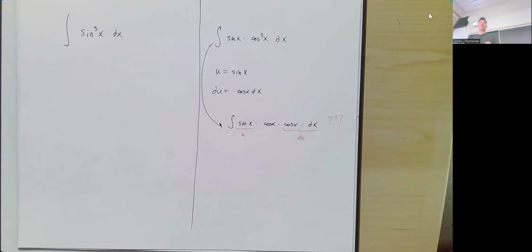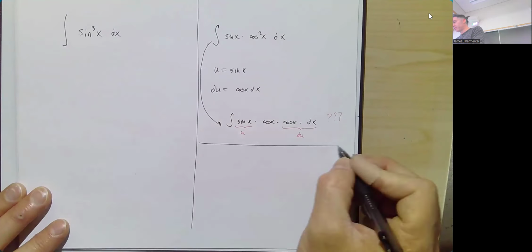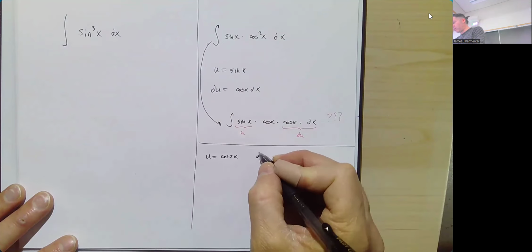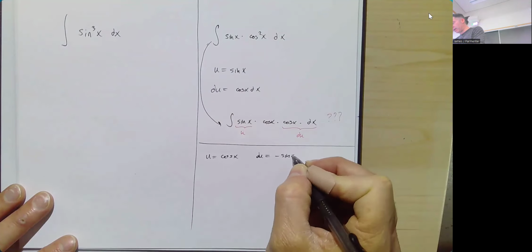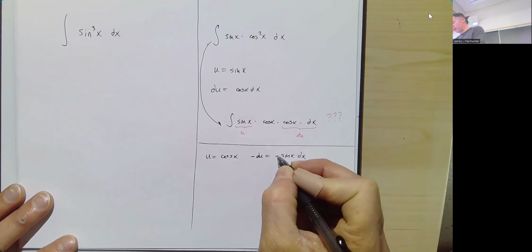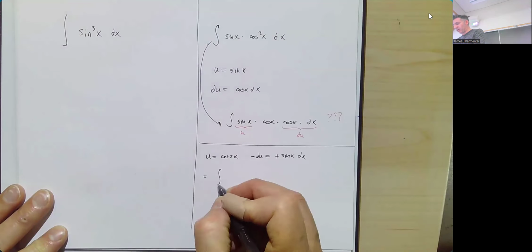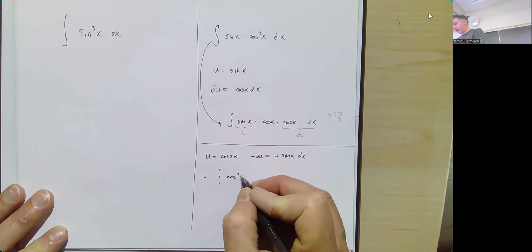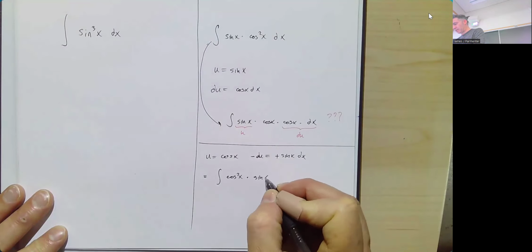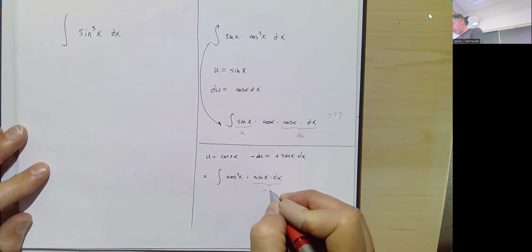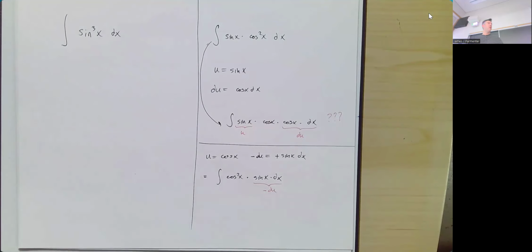What we should have done is made the choice where u was equal to the trig function that's raised to the even power in this case. So if we pick u equal to cosine, our derivative is negative sine of x times dx. Negative du is positive sine of x. And so I can write this as the integral of cosine squared x times sine of x times dx. And now my sine of x times dx is my negative du. There's no signs left over.